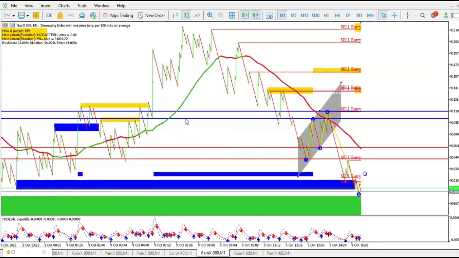For instance, this is a gain pair. If you check on this gain index, we can see that our market is bearish. So we can't try to catch spikes here, because what will happen next? We will end up closing our trade in loss. So avoid that kind of mindset.